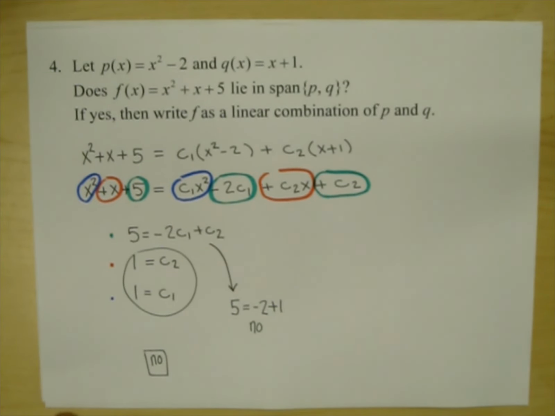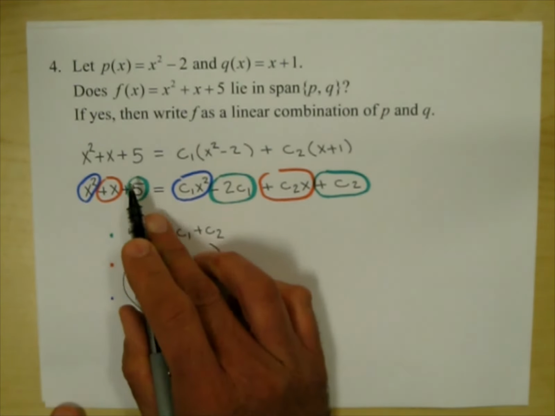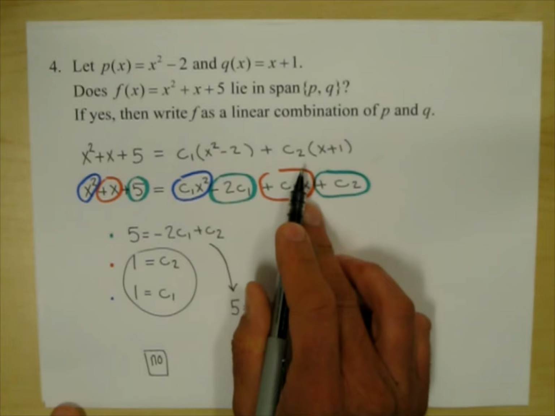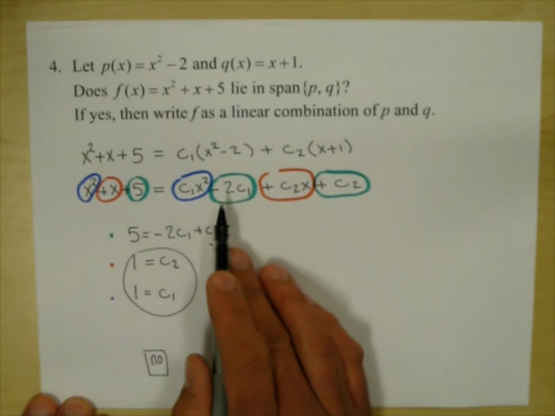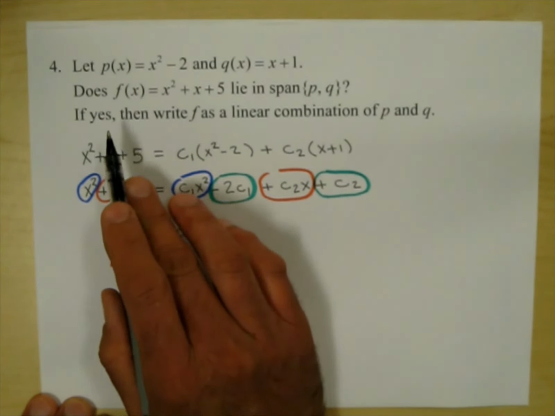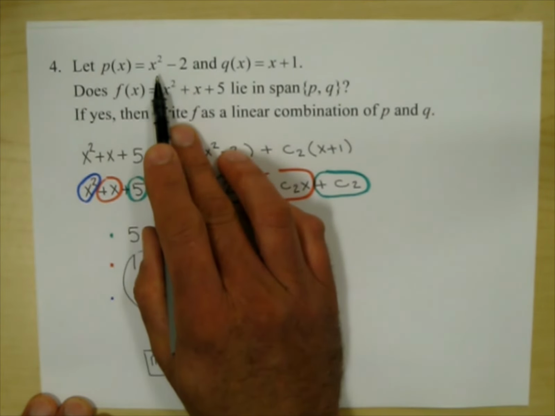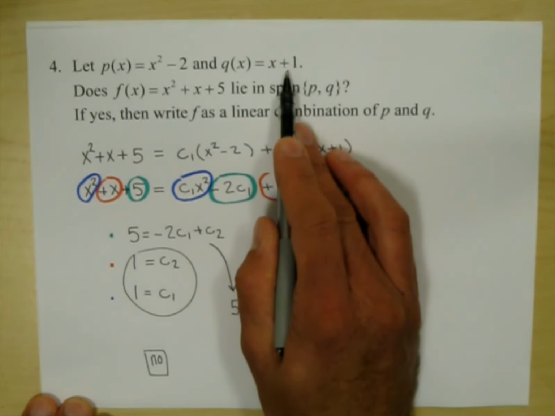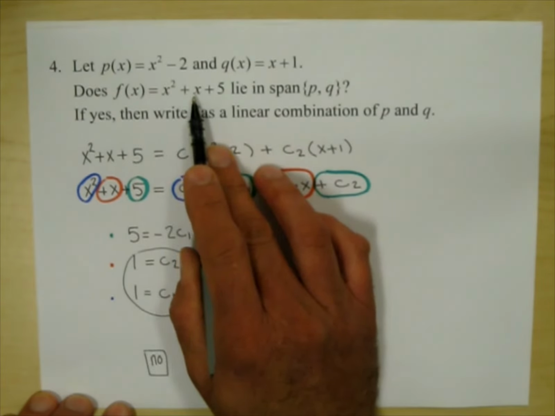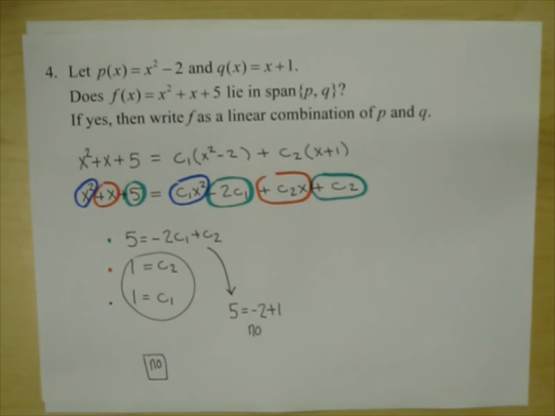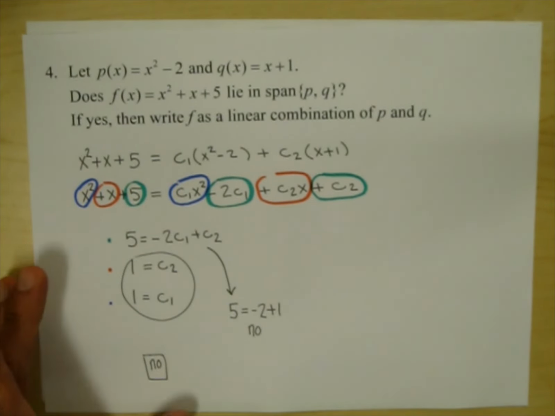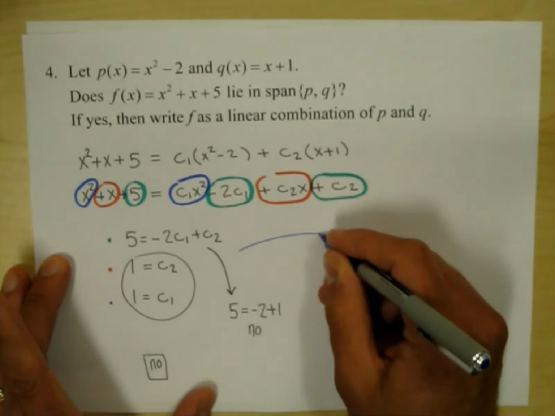Does F lie in the span? The answer is no. F does not lie in the span. There's no way you can write that as a linear combination of those. With our analogy, we can say F is, well, no, I've ruined our analogy because I've used green, but F is like the color green, and this is like red, and this is like yellow. And so you cannot create green from red and yellow, and we just showed that. The answer is no.